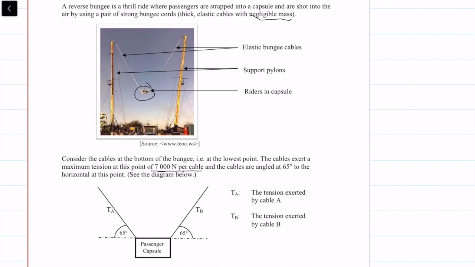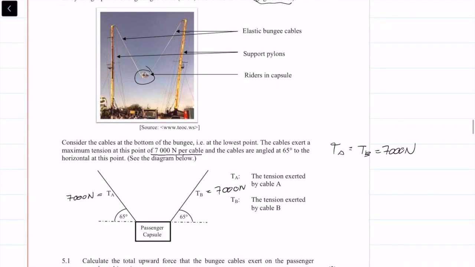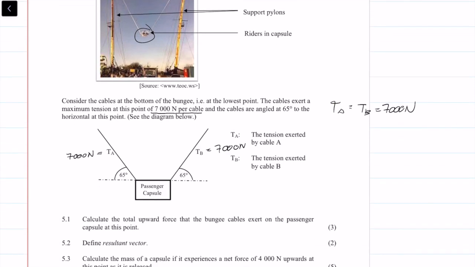So TA equals TB for the maximum, which is equal to 7,000 newtons. So I'm just going to put that in there: 7,000 newtons equals 7,000 newtons. Cool stuff. Now let's get into the question. I'm actually going to take that out. Let's see. It says question 5.1.